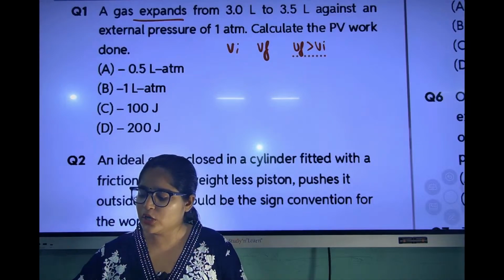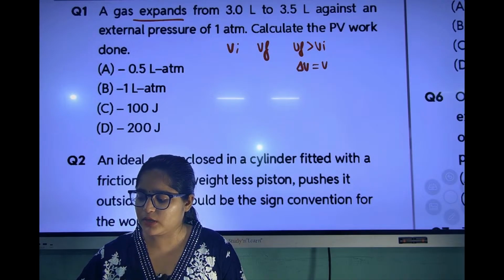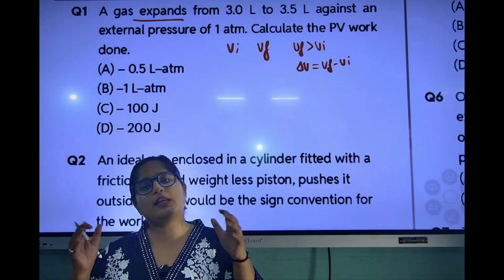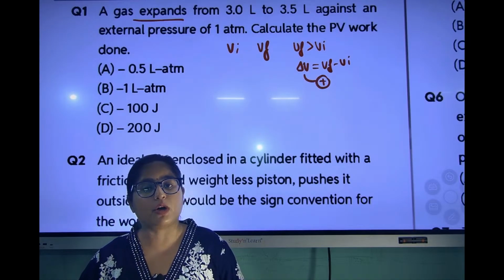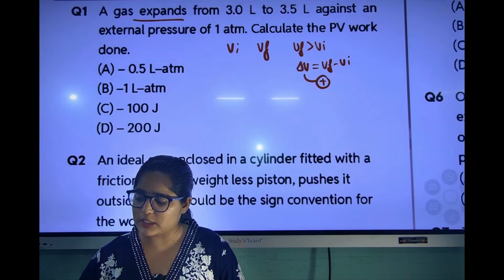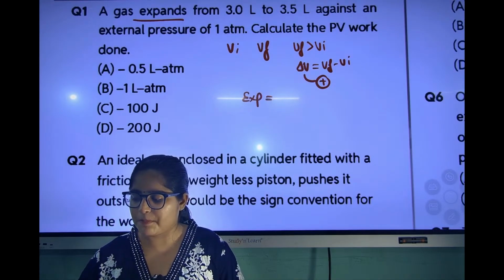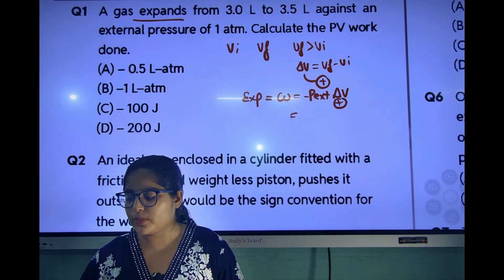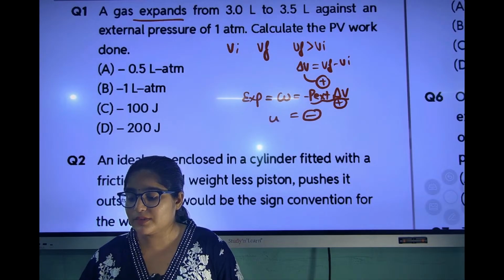Final initial without any doubt. So change in V will be equal to V final minus V initial. So bigger value minus a smaller value, delta V will always be positive. So in case of expansion, what is the work done formula? Work done equals minus P external into delta V, and delta V is positive. So minus P external into delta V, minus times plus is minus. So work done will become negative.